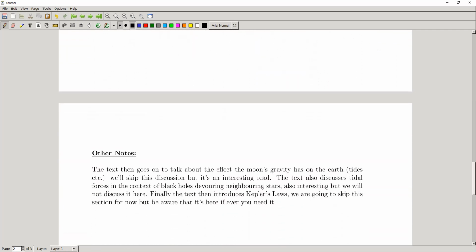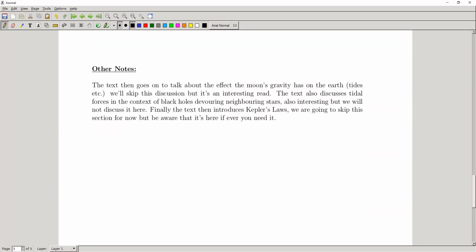Okay, so that's basically all that we've got for this chapter. The text does go on to talk about a few more things. The text talks about how the moon's gravity has effects on things on the Earth, tides, etc. We're going to skip that section. It also talks a little bit about black holes devouring stars and things like that. Those are all very interesting topics, but there's no new physics introduced there. Those are topics that a lot of physics could be used to look at, but there's no new physics in the text where they're talking about it. Things would get a little more complicated if we wanted to go down that path. So we're going to skip that section.